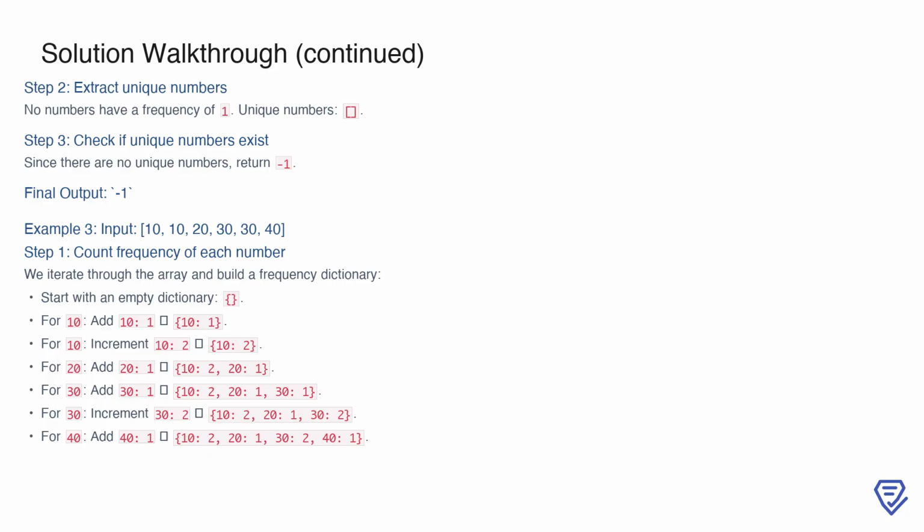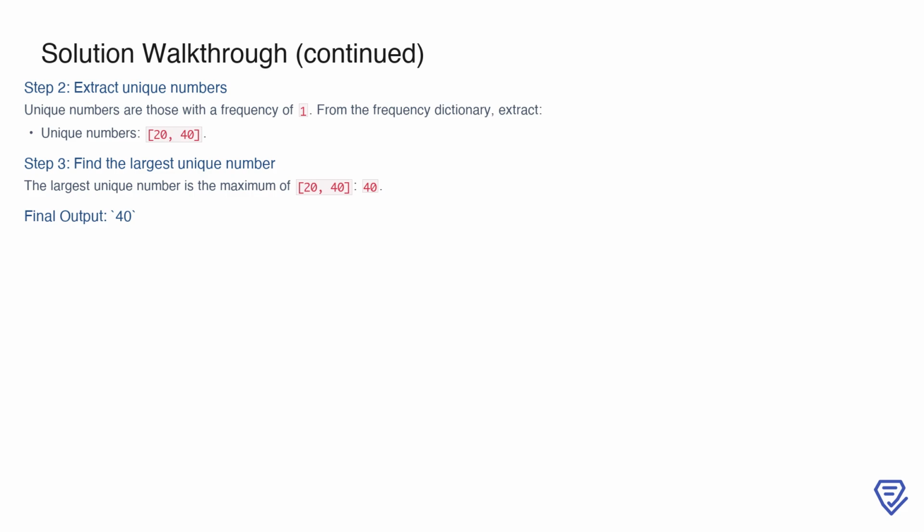The resulting frequency dictionary is 10:2, 20:1, 30:2, 40:1. Once the frequency dictionary is built, we extract the unique numbers by selecting those with a frequency of 1.